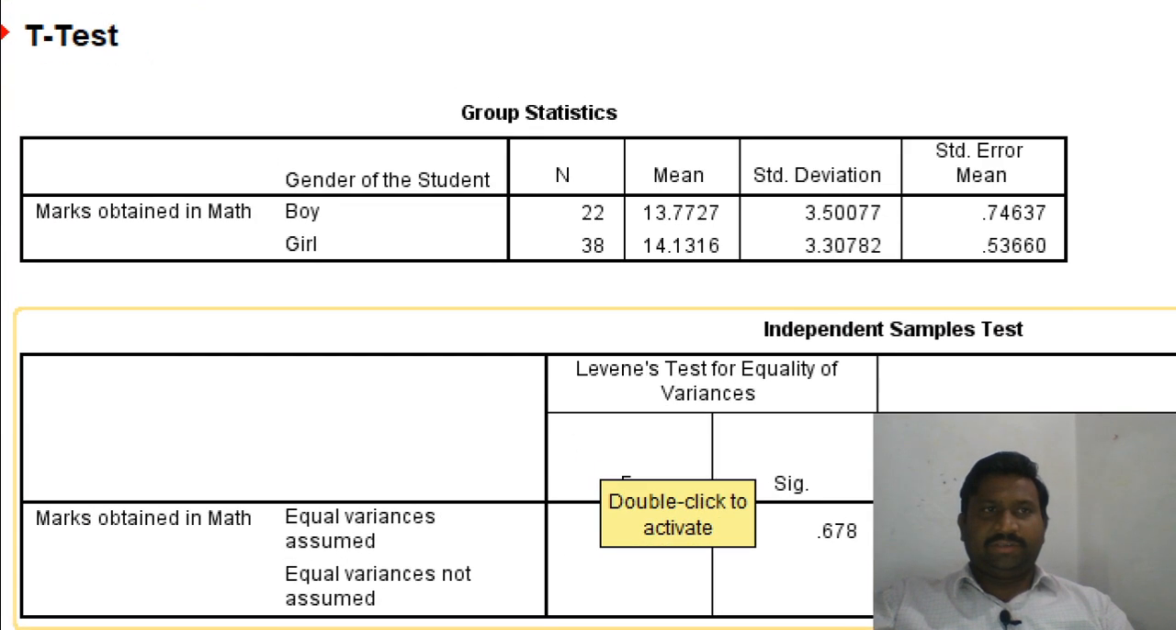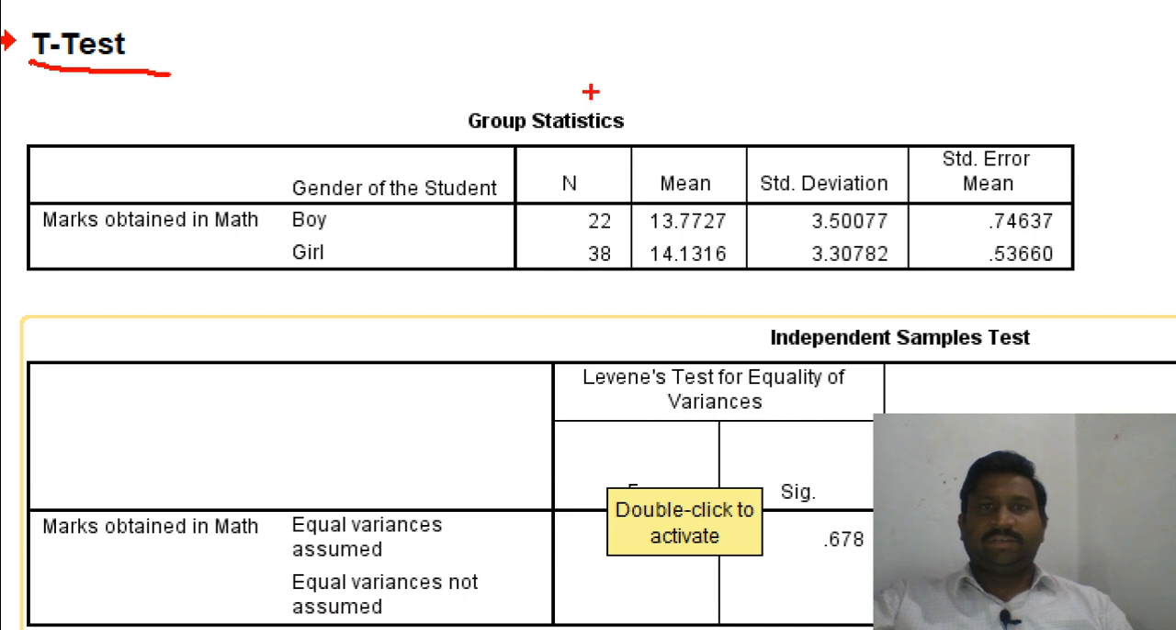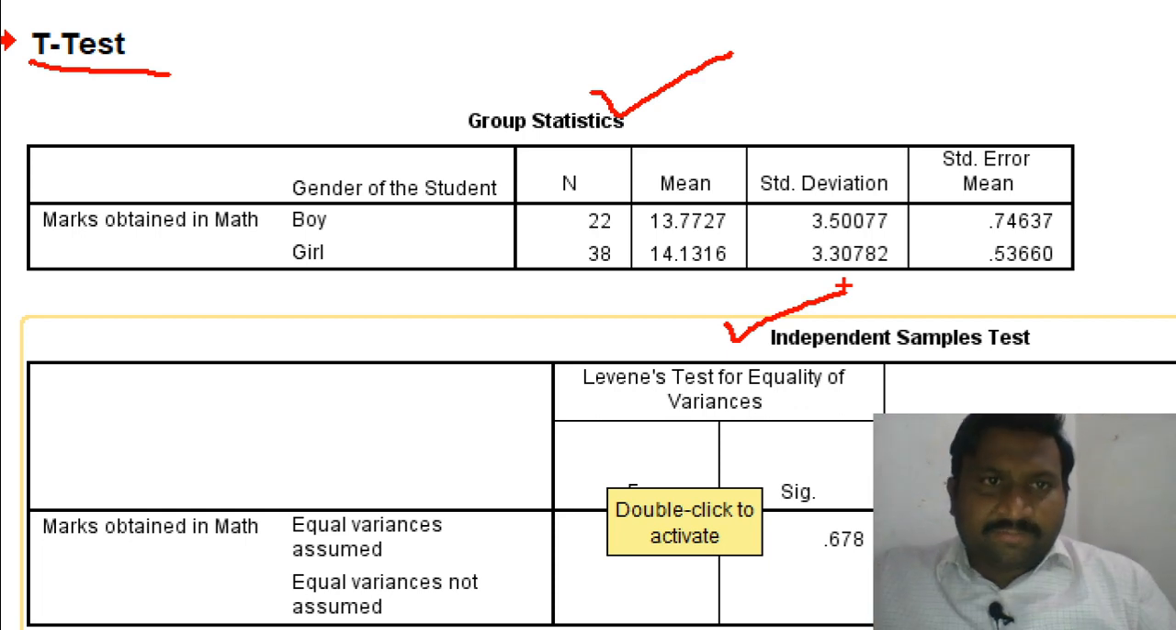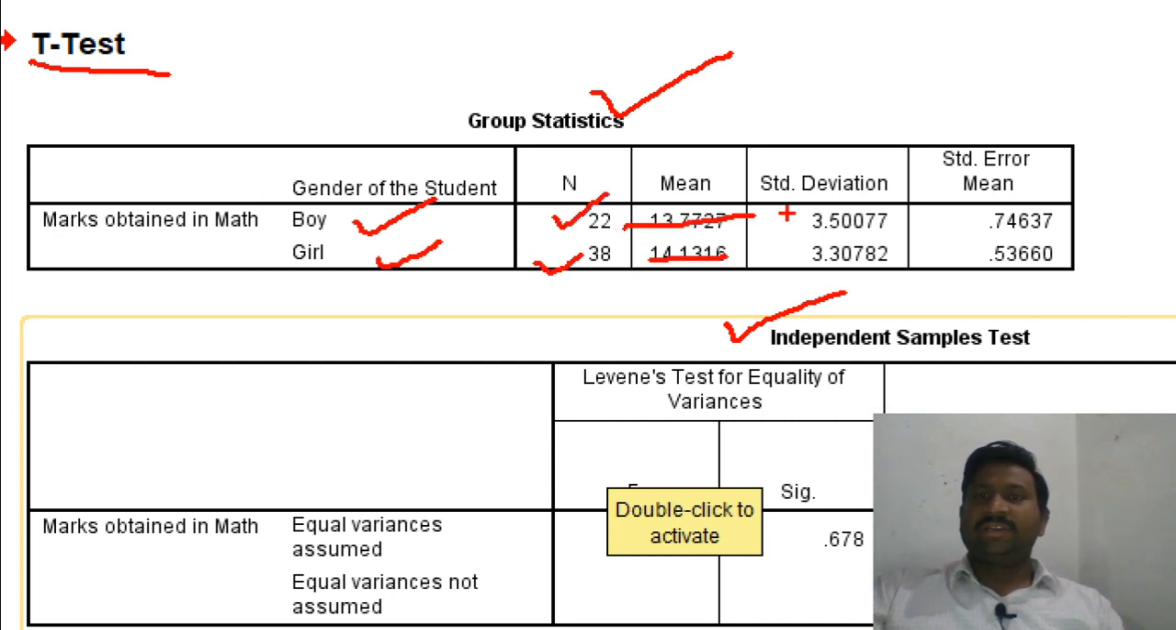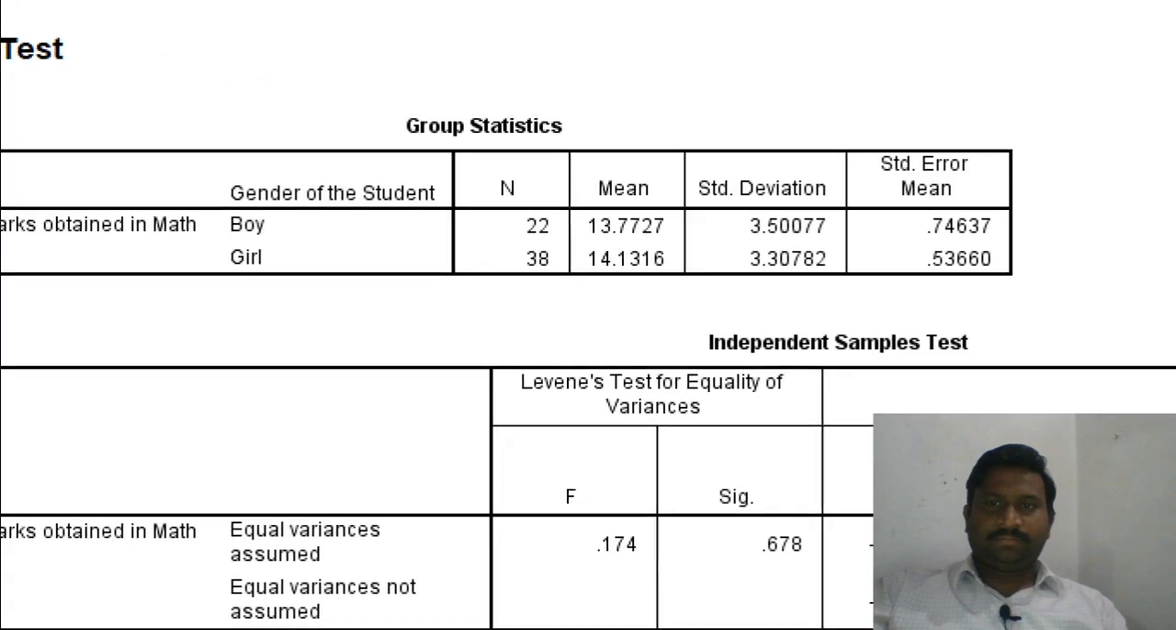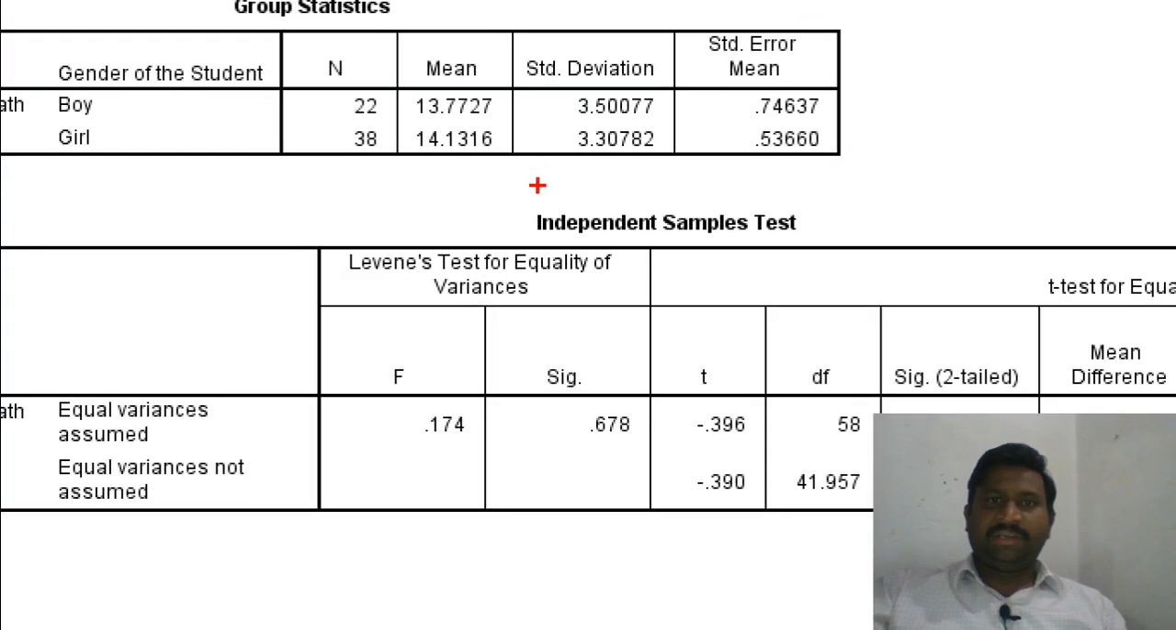So this will be the result for the t-test: group statistics and independent sample t-test. Okay, in group statistics, what you can see is boys, girls, number of boys, number of girls, boys' mean, girls' mean, boys' standard deviation, girls' standard deviation, boys' standard error of mean, and girls' standard error of mean. And here, independent samples test: what you can see is Levene's test and t-test. It is divided into two parts, this and this.